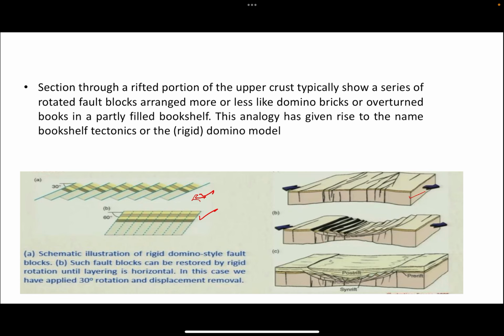Then rigid domino-style blocks are initially like this, and then you have a 30 degree difference, and it becomes like this. Now when there is large scale tectonics, particularly extensional tectonics, these are all kind of domino structures, as in a normal fault, and then over a period of time they take the shape of a bowl, and this is known as the domino structure.